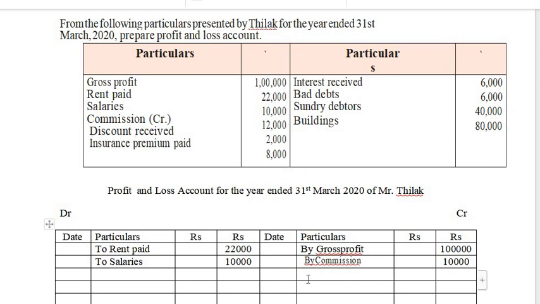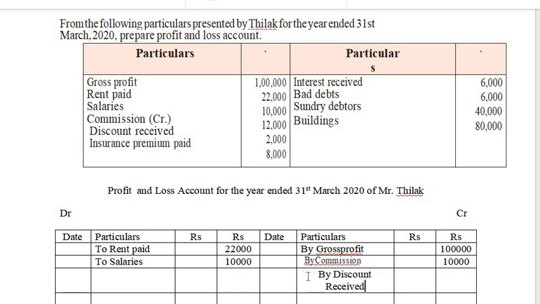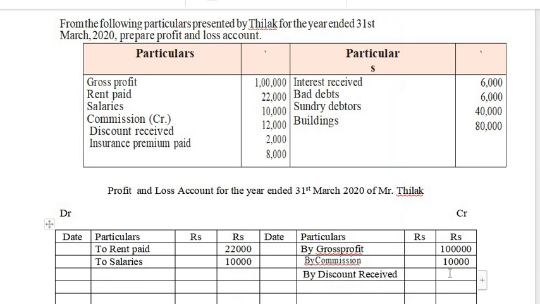The next one is discount received. That is also income. I'm writing on the credit side by discount received. What is the value they have given? 12,000 rupees. Commission is 12,000. Discount received is 2,000.